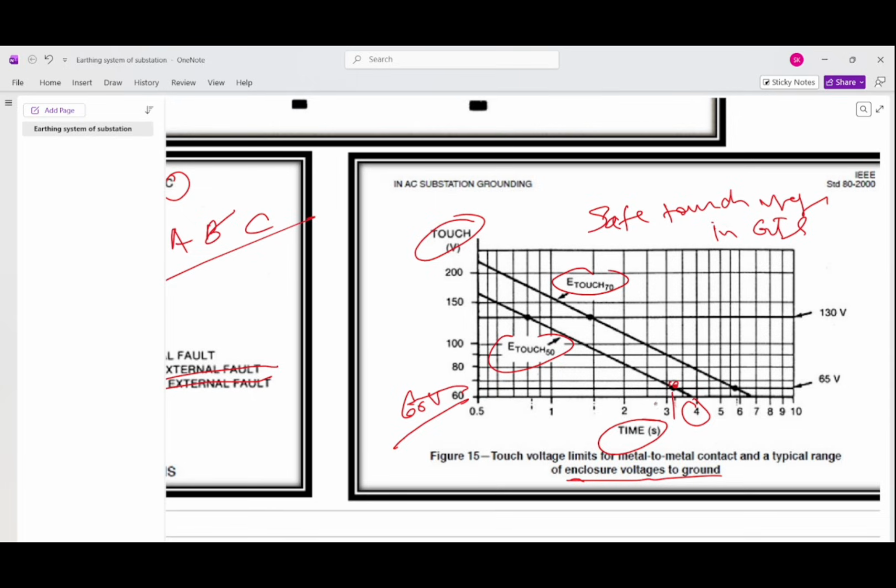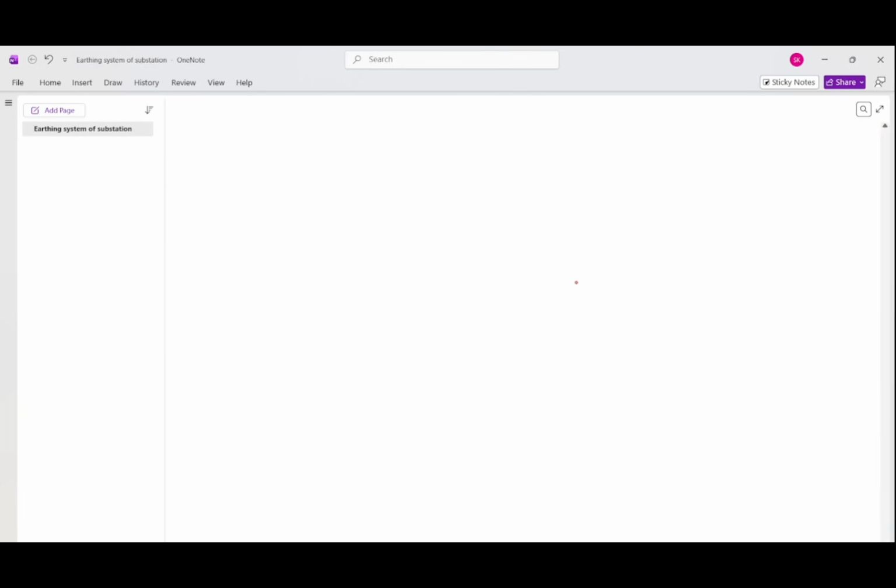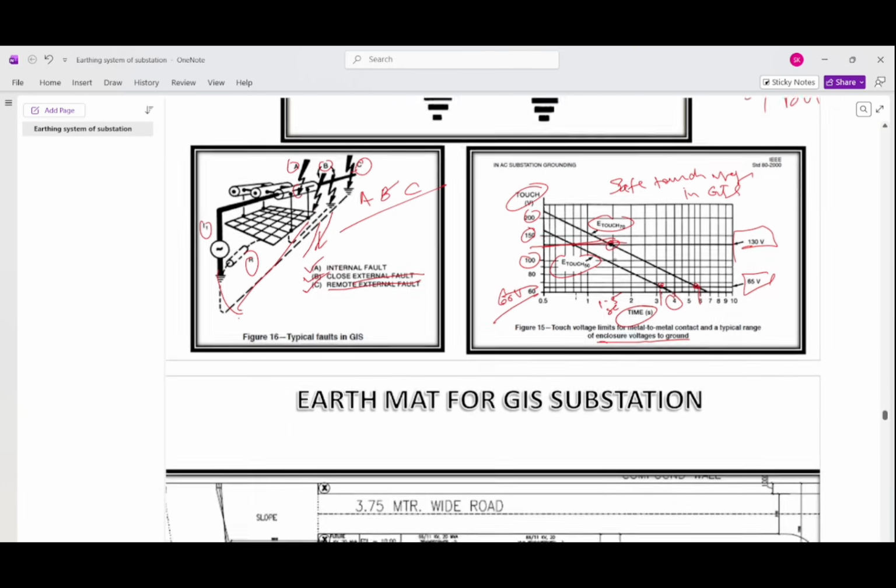Here is the breaking point. 65 volt, 130 volt, 65 volt are the voltages provided for 1.5 seconds. For the 70, here it will be 130 volt. This is the 130, 100, 150, 200. So safe earthing is very important in a GIS substation.